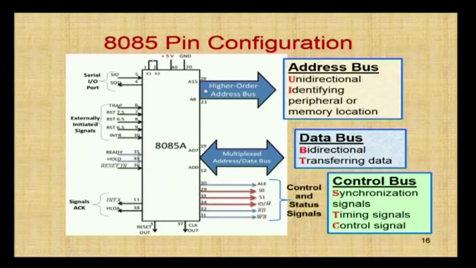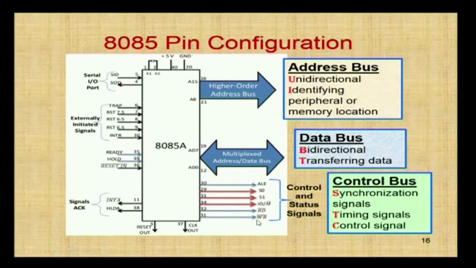This will identify the memory location as well as the peripheral location of the peripherals, and then these pins are shared by address as well as the data. That means for data, you should send the data as well as receive the data. So that means it is bidirectional. When it works as an address, it sends in this direction. When it works for data, it may send as well as receive. So it is the bidirectional bus.